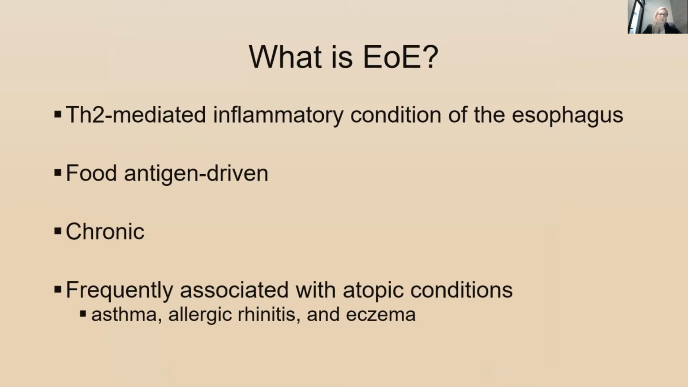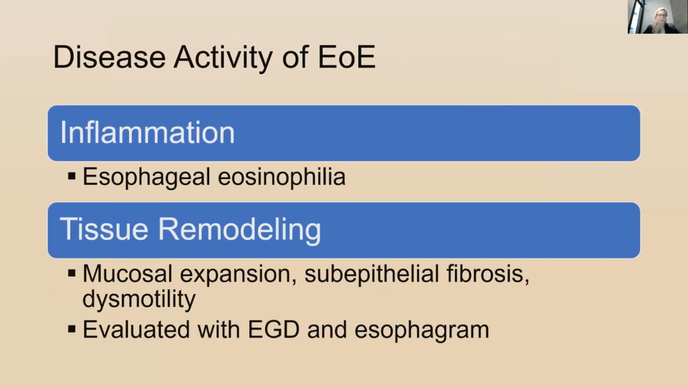So what is EOE? EOE is a Th2-mediated inflammatory condition of the esophagus. It's food antigen driven, and importantly, it's a chronic process. It's frequently associated with atopic conditions, including asthma, allergic rhinitis, and eczema.